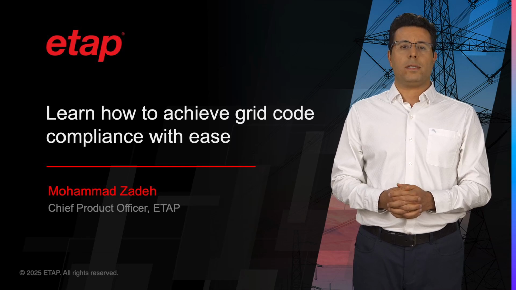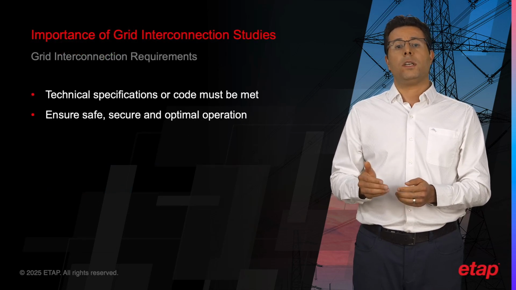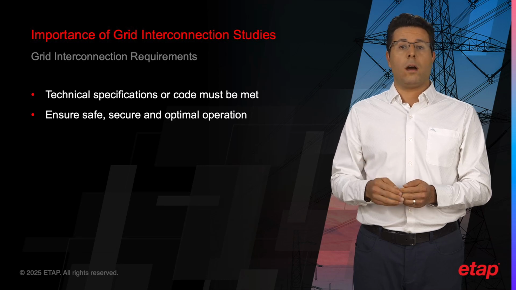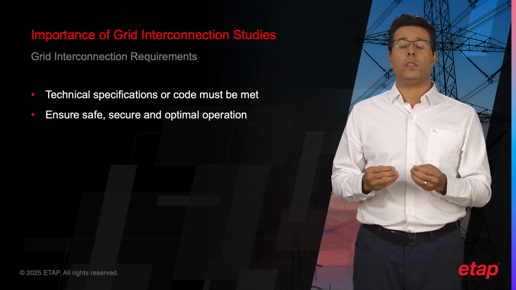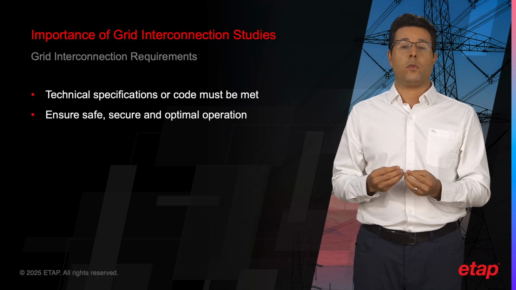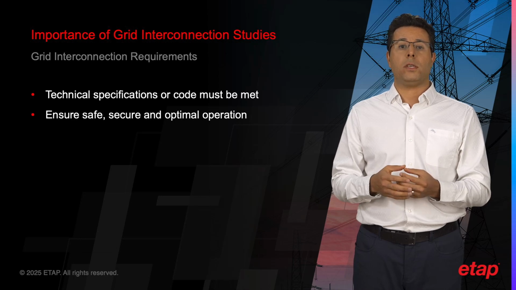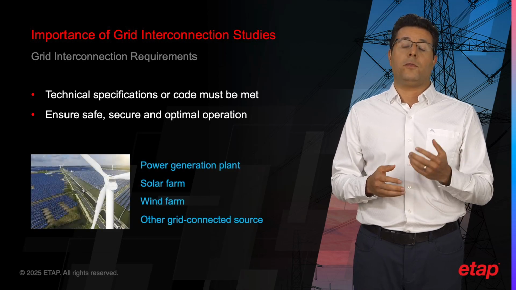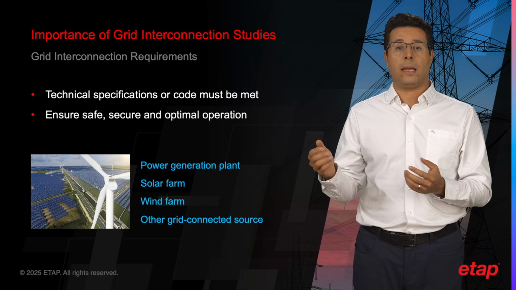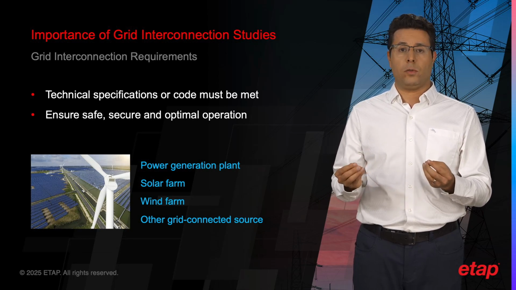As the global power sector rapidly transitions towards sustainable energy, the importance of grid interconnection studies becomes paramount. Grid interconnection requirements, or codes, are technical specifications which define the parameters that a facility connected to a public electric network must meet to ensure safe, secure, and optimal operations of the electric system. The facility can be a power generation plant, solar farm, wind farm, or any other grid-connected source.